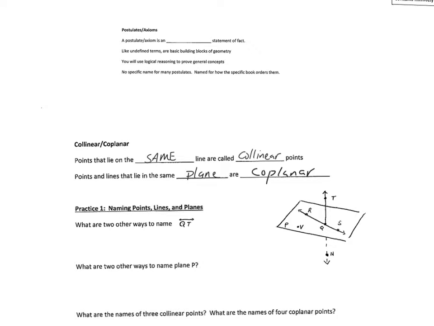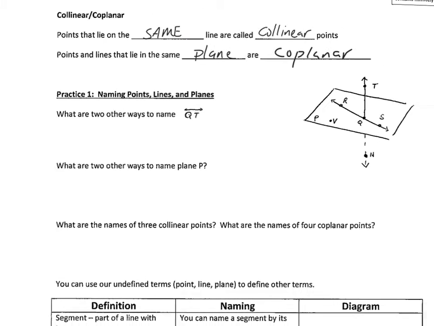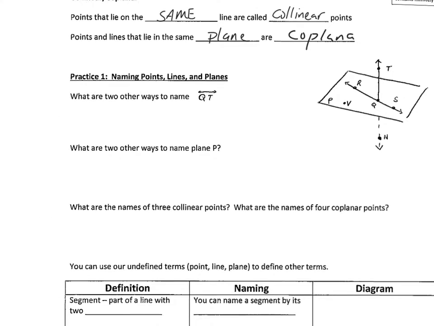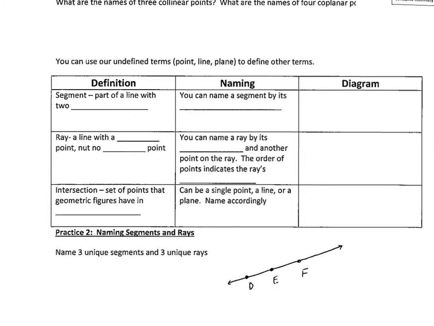Just to save time, I'll have a homework video that goes over more of this, but I'll just jump down to some more definitions. Now we have our building blocks. We know what a point is, what a line is, and what a plane is. Now we can start actually using these to define other geometric figures. So three things we're going to talk about: segments, rays, and intersections.